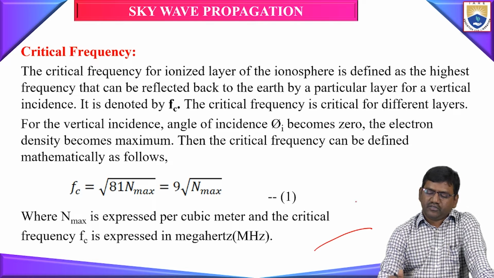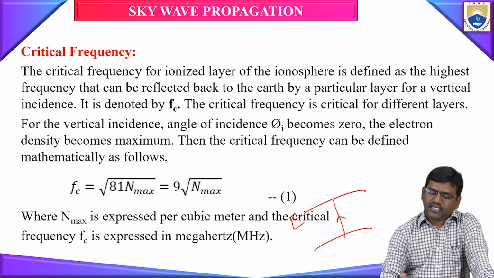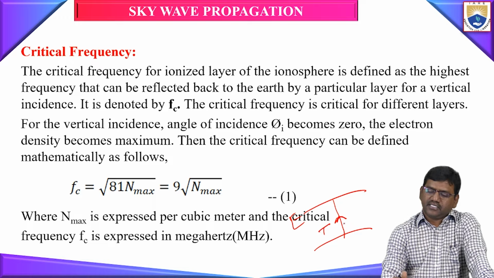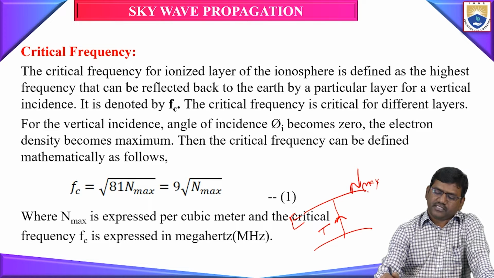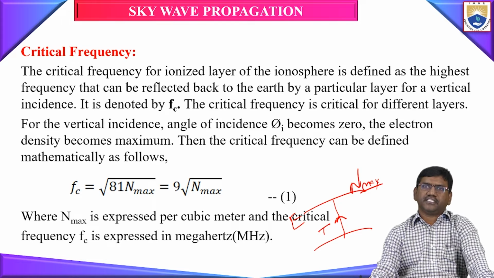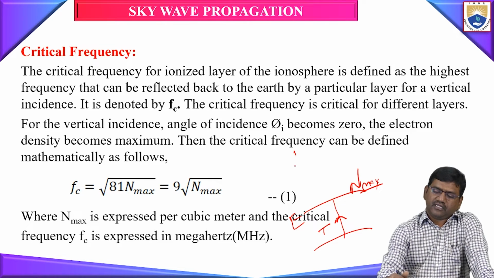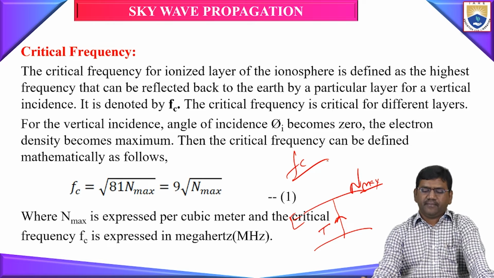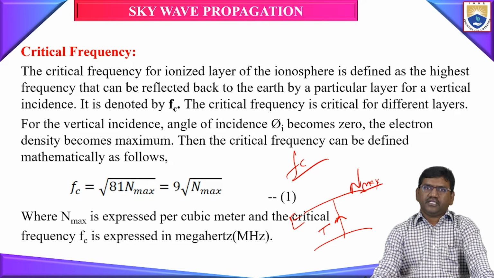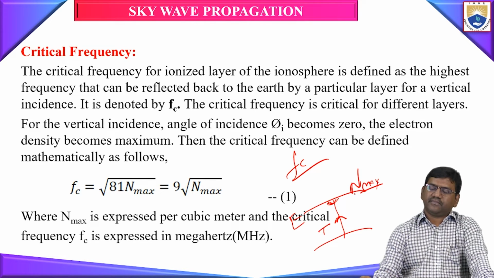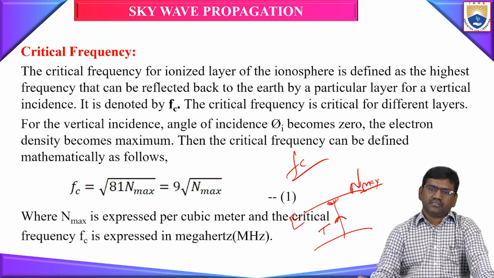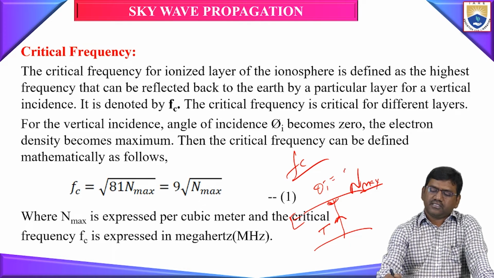Suppose we are going to send the signal to the E layer. Here there is an antenna, the transmitting antenna. We are sending the signal directly, vertically to the E layer. So the value of N max is required. We should know the value of maximum ionization density, then only can we calculate the critical frequency, that is Fc is equal to 9 into root N max. N max is expressed in per cubic meter and critical frequency is expressed in megahertz. Here it is vertical, there is no angle of inclination, so the angle of incidence is taken as 0. Theta I is equal to 0.